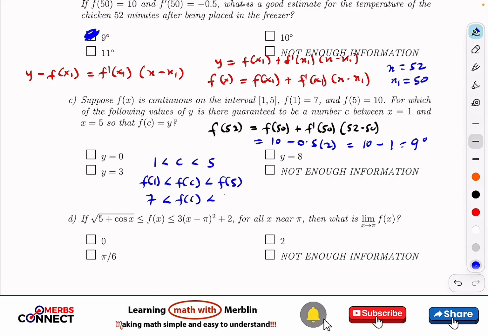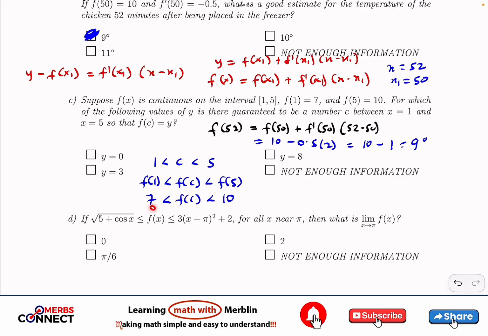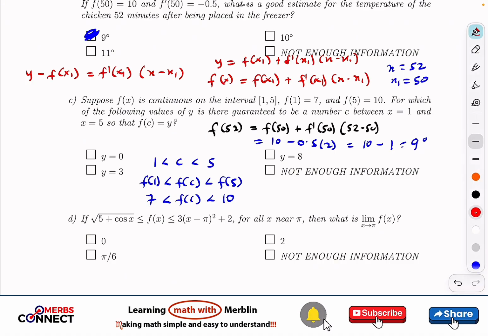Then what is f of 5? F of 5 is 10, which is given in the question here. So now looking at the options, because here we don't have information for us to find f of c. We don't even know c. So the idea is that we need to pick any value from the options which is between 7 and 10. And the only value which is between 7 and 10 in this question is 8. So that's basically what you can do to get your results here.